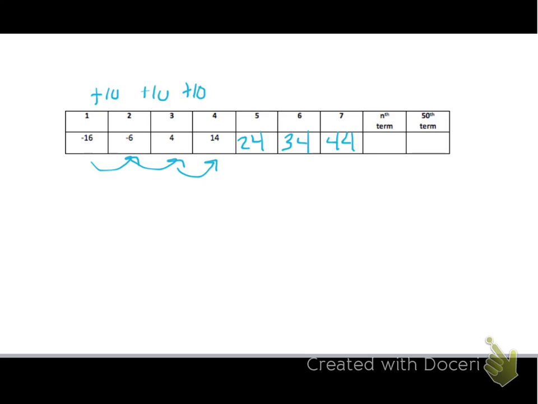So I'm trying to find the nth term. If I am relating this to y equals mx plus b, my m is what I'm moving. So I am moving 10 each time. So I'm going to replace that with 10. So I got y equals 10x plus b.